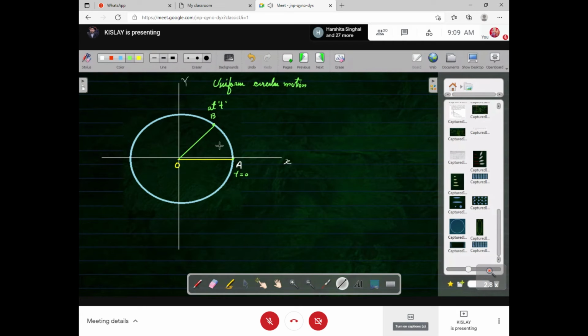This is the position vector at time t. The object is moving on this track. At t equal to 0, it is at A. At t equal to t, after an interval of time, the object is at B. Let's say this position vector, at time t, is r. R is the position vector of the object which is moving on the circle.